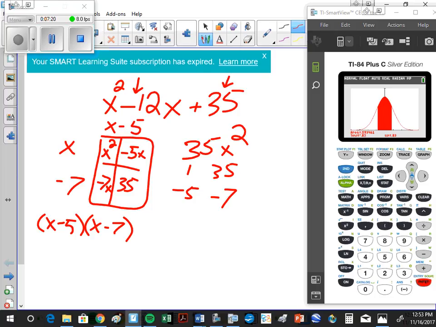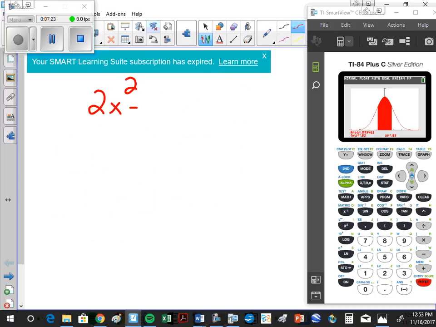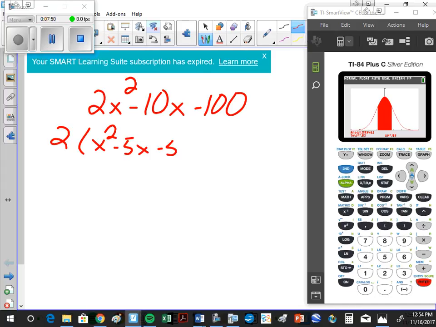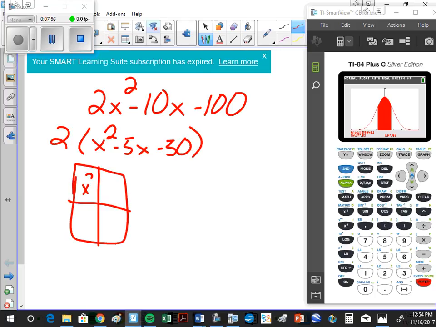Okay. What about this one? Can I do anything to this to make it easier? Take out a 2. I pull out a 2, and I get x squared minus 5x minus 50. Then I draw the box, put in the x squared and the negative 50, multiply those, and I get negative 50x squared.